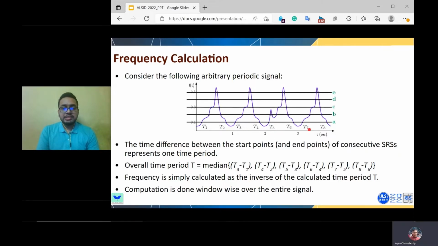So the time period that's reported for this entire window is the median of all such values, as you can see here. Once we have found the time period, frequency is simply calculated as the inverse of this calculated time period T. And this computation is done window-wise over the entire signal. So if there are multiple frequencies present in different parts of the signal, our algorithm is able to track those frequencies.